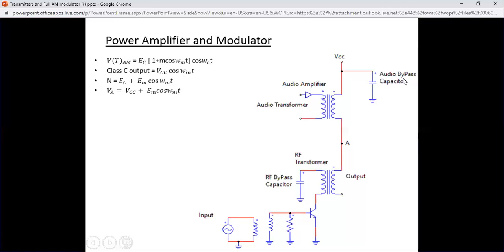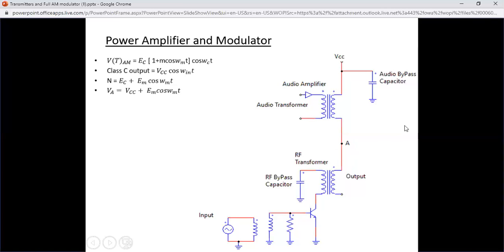The first one is the audio bypass capacitor, and the second is the RF bypass capacitor. The audio bypass capacitor acts as a short circuit so that the audio signal does not change the DC value of VCC, as we can see here, so that we get a pure DC signal. The RF bypass capacitor also acts as a short circuit so that the RF signal coming from the source or the input does not overrun the voltage at node A, so that it does not get interrupted by the RF signal.